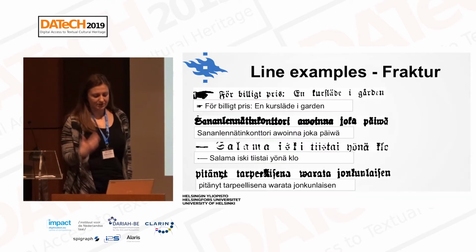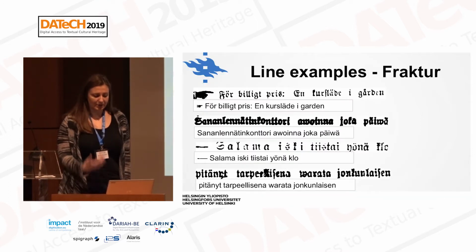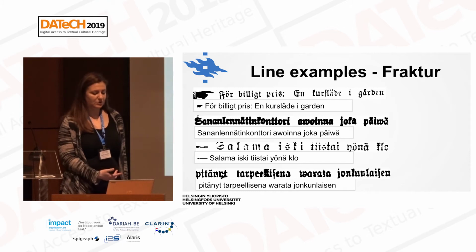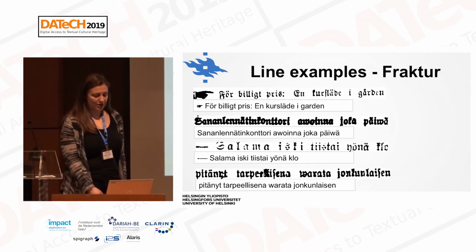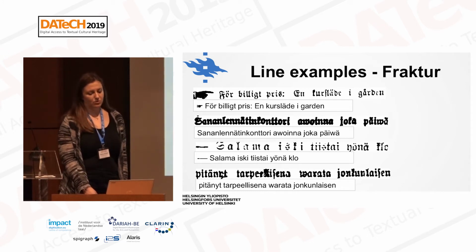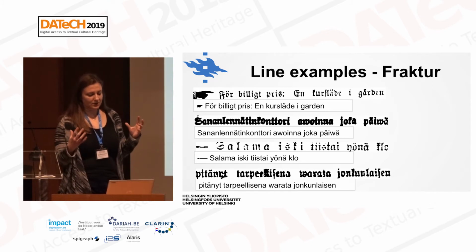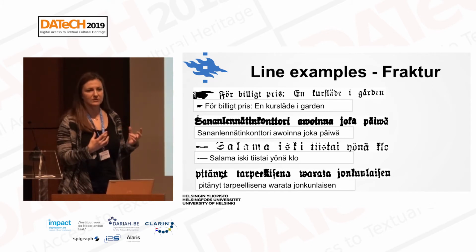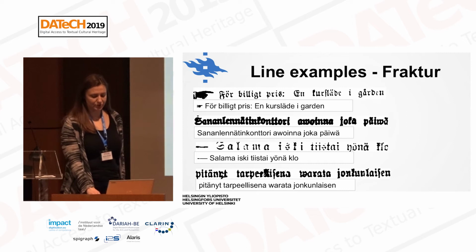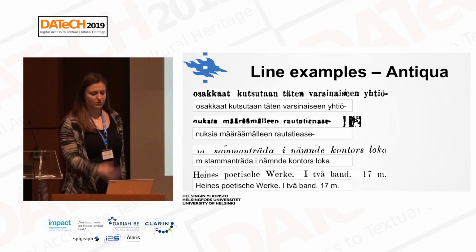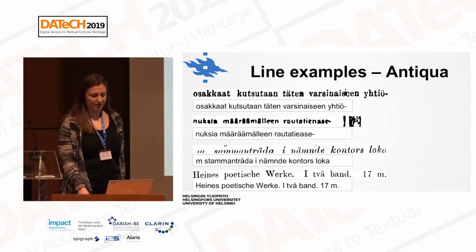And of course, after segmentation, we get line images. Here are examples of line images and ground truth, both in Finnish and Swedish, and this is for Fraktur. Although this is one typeface, it has lots of different fonts inside of it. There are different versions of Fraktur, and the same applies for Antiqua.